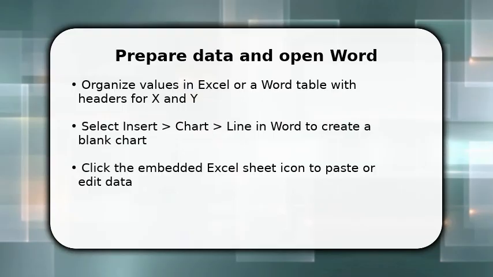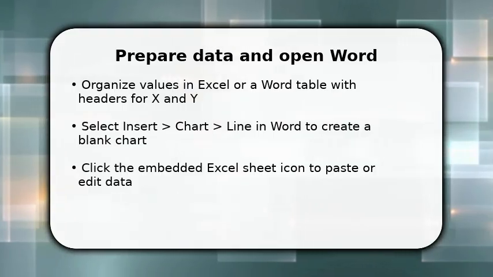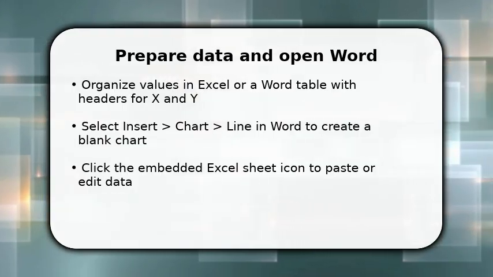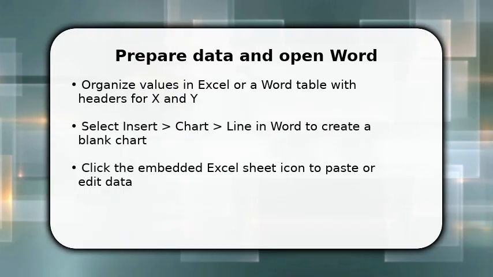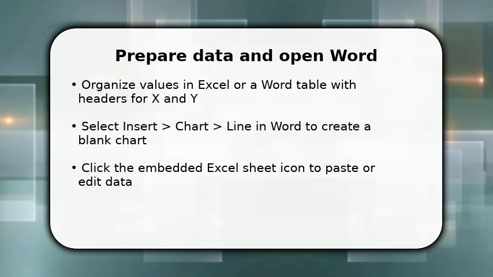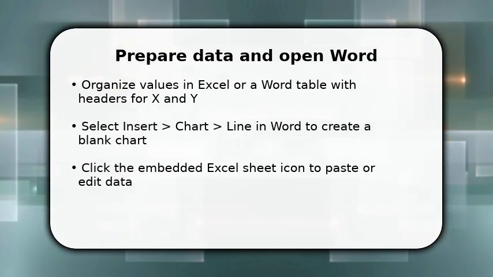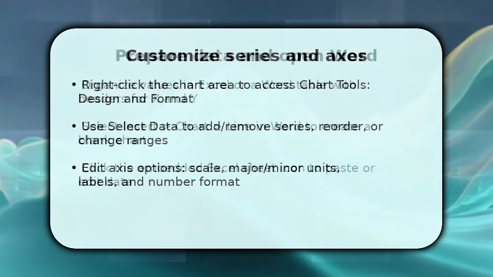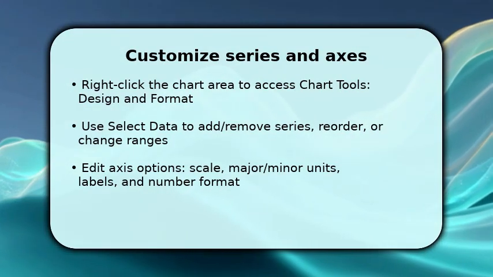Make sure your header row stays intact so Word maps axis labels correctly. Once done, click outside the sheet to see the chart update. This immediate link lets you tweak numbers and watch the line move. Now refine the visual. Right-click the chart and use Chart Tools Design and Format.